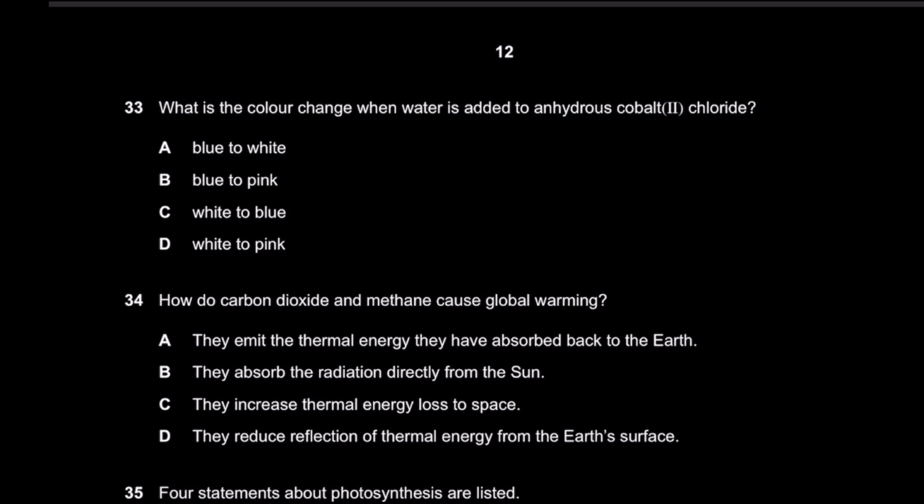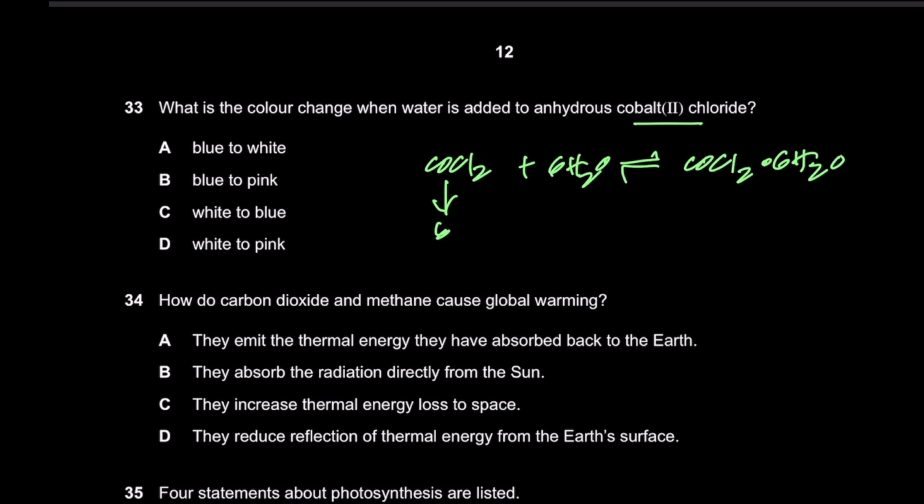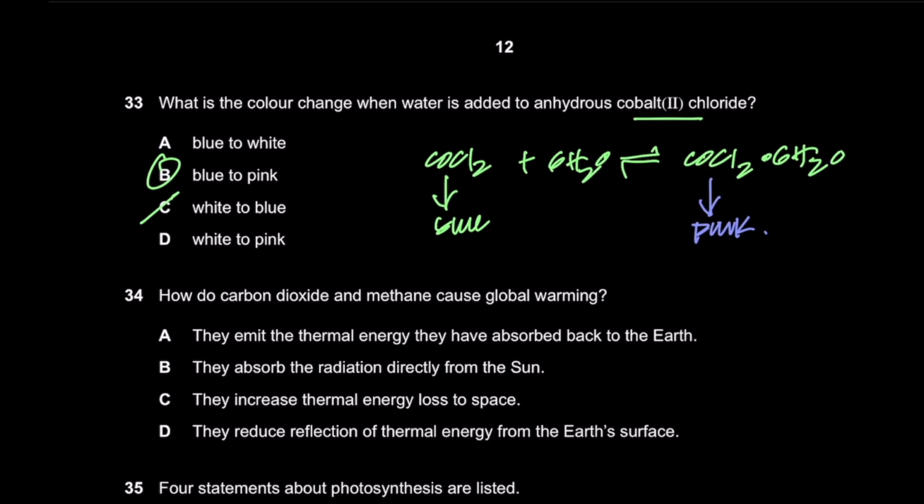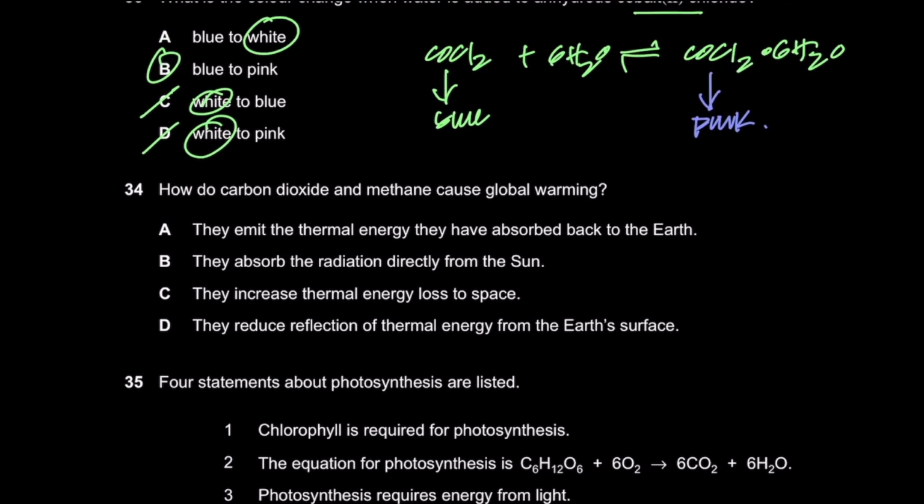What is the color change when water is added to anhydrous cobalt chloride? Cobalt chloride is right here, which is blue, and when you add water to it, it goes from blue to pink. That's anhydrous, which means it has no water molecules. And here that's pink. It's a hydrated salt, with water of crystallization. So blue to pink. Again, it doesn't go from blue to white, it goes from blue to pink.